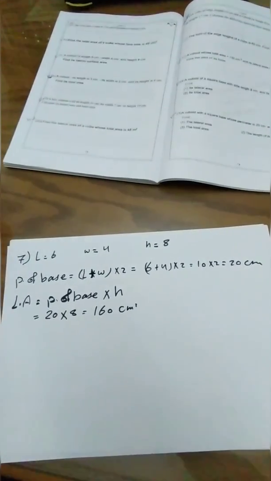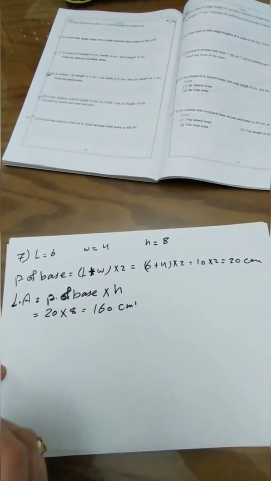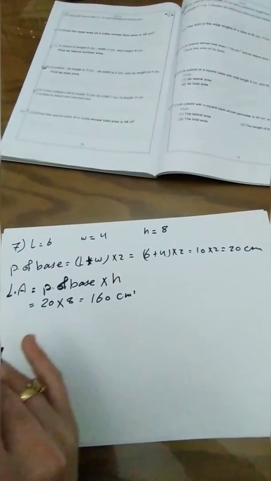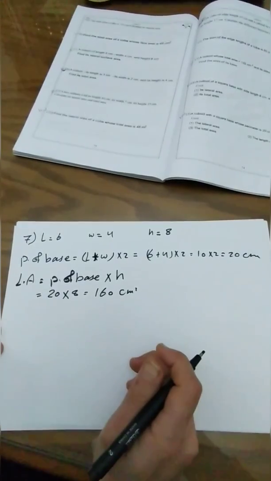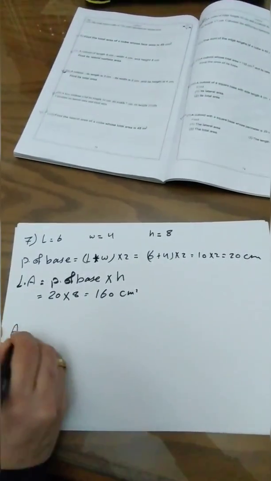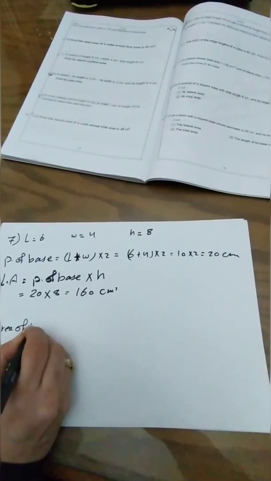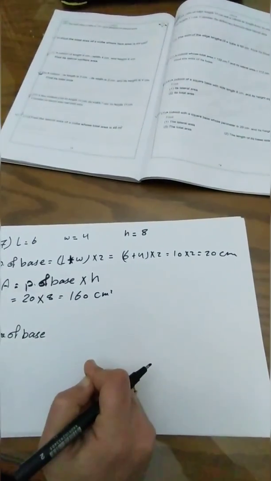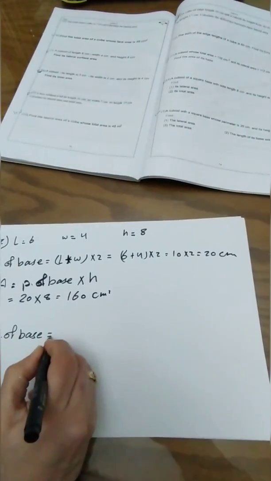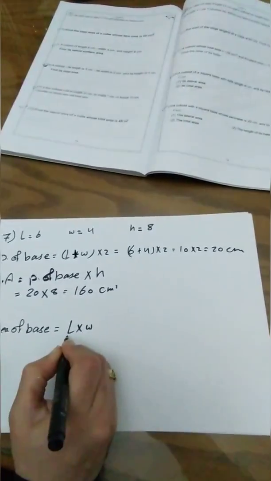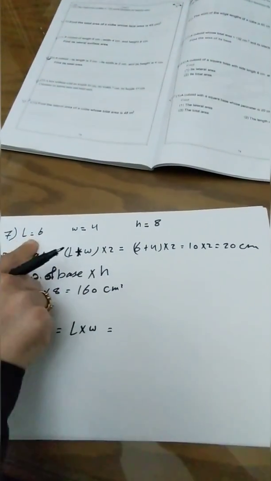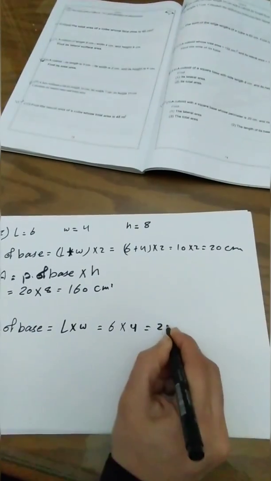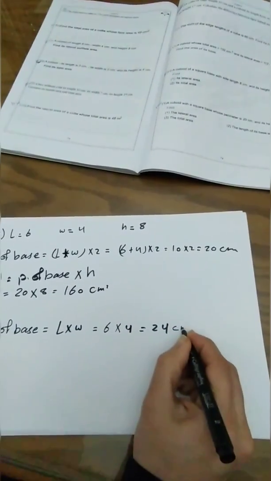Okay, now the second step, to find the total area. To find the total area, we must first find the area of base. This is a cuboid, its base is a rectangle. So area of rectangle is length times width. What's the length? 6, multiplied by the width, 4, equal 24. Its unit is centimeter square.